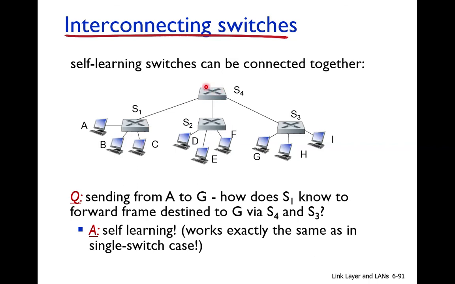Similarly, switch 4 will receive the packet and forward it according to its forwarding table. If there is no entry in the forwarding table, then it will forward to this link and this link. Similarly, switch 2 will do the same, and switch 3 will do the same.